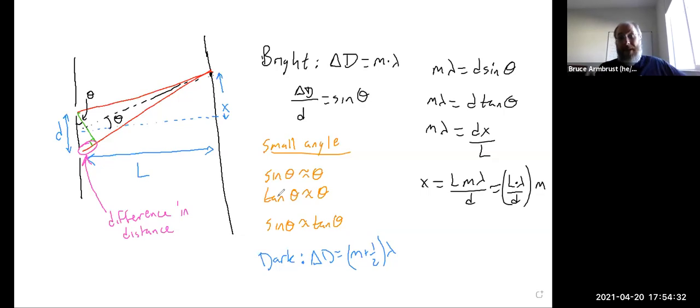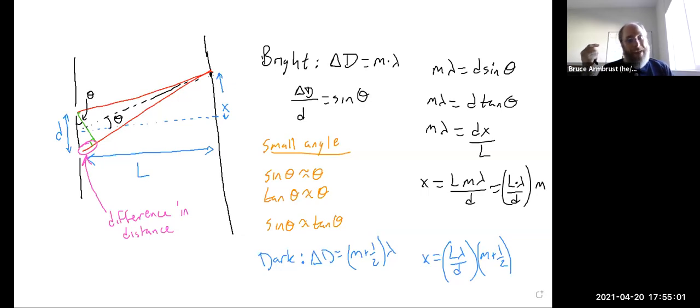So it turns out that the only difference, because everything else is the same, is that sine of theta is still this delta d over d, which is equal to the tangent, which is x over L, right? It just changes here that we get x equals L times lambda over d times m plus 1/2. But that's why there's always a dark spot exactly in between the bright spots, and the distance between dark spots is the same as the distance between bright spots, and so on and so forth.